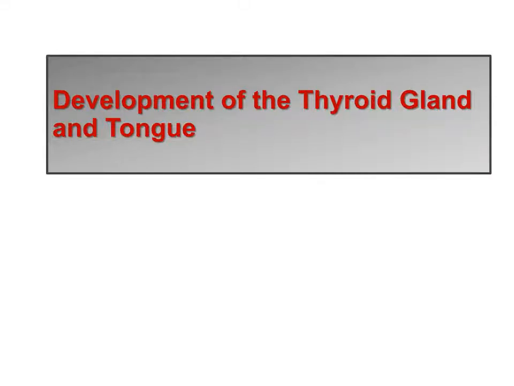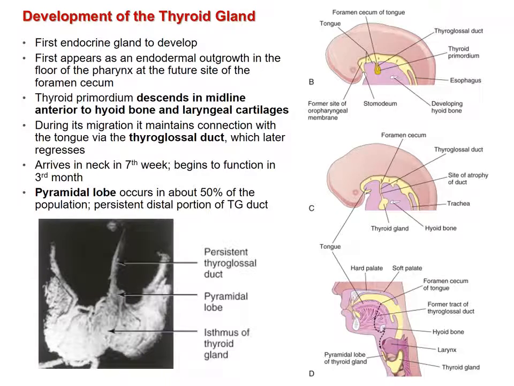Simultaneous to the developing structures we just outlined is the development of the thyroid gland and tongue, which will be discussed next. The thyroid gland is the first endocrine gland to develop. Its development is marked by an evagination or outgrowth of epithelium in the floor of the primitive pharynx during the 4th week of gestation, coincident with the development of the tongue. This occurs at the future site of the foramen cecum of the tongue.